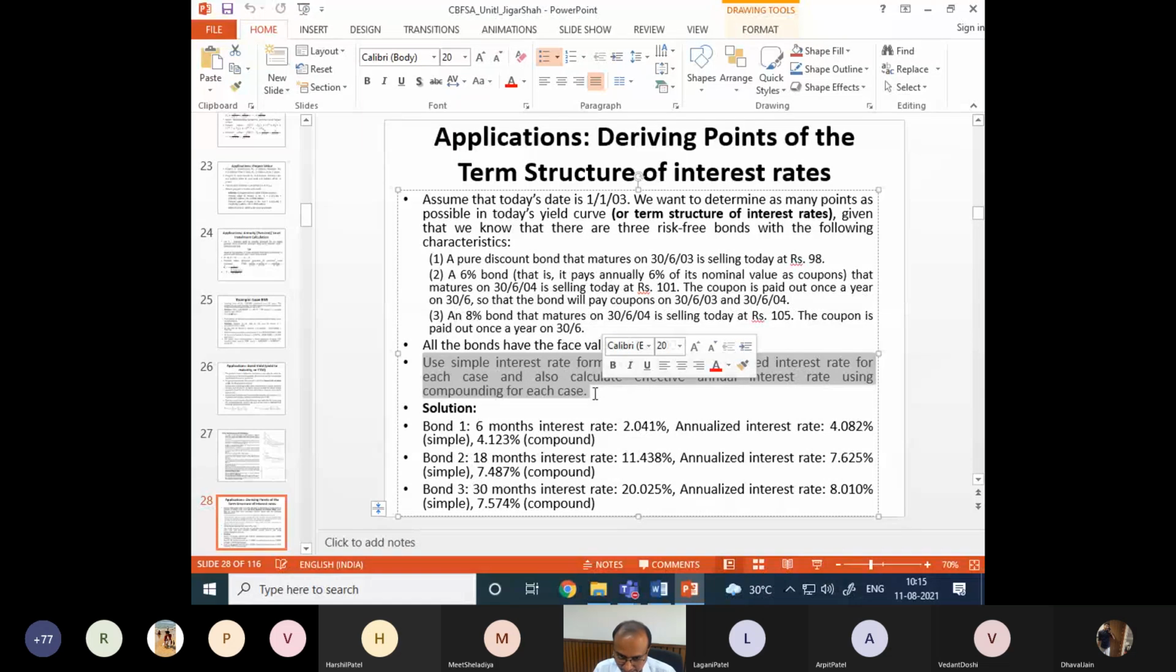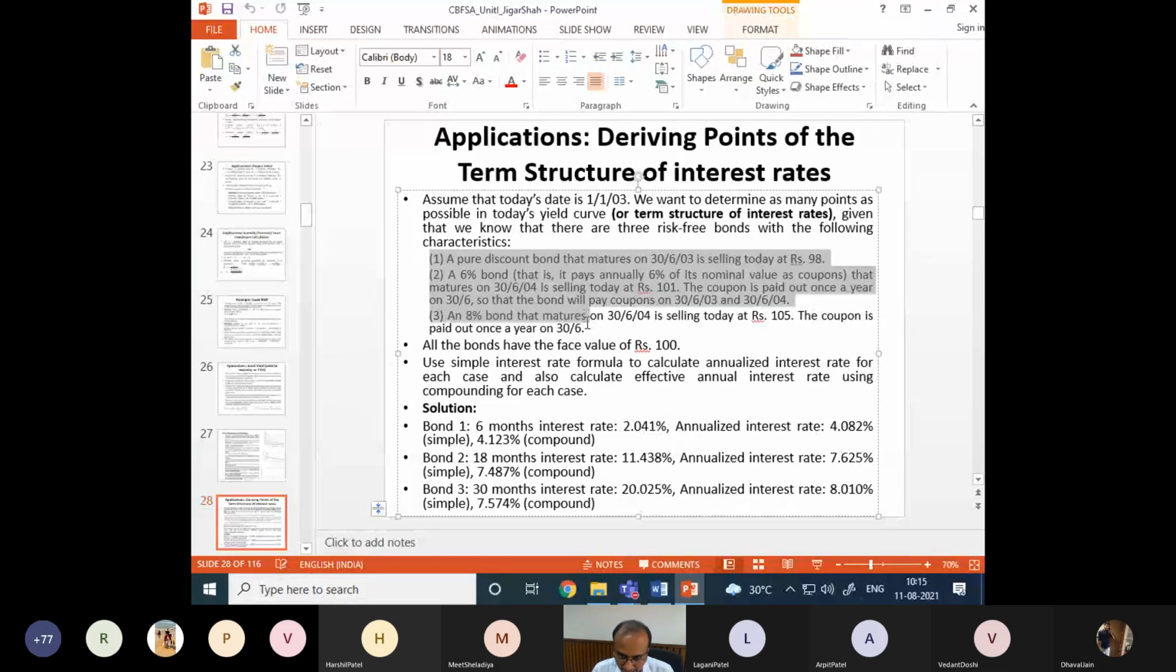So initially we have to use the simple interest rate calculation to find the annualized interest rate for each of these three bonds, right? And then we use the compounding. We convert this simple interest into compounding interest using the formula that we have studied. OK, so which are the three bonds given? The first bond is a pure discount bond that matures on 30th June 2003. So it has a 6 month maturity from today, and selling price today is 98. So its P of T is 98.